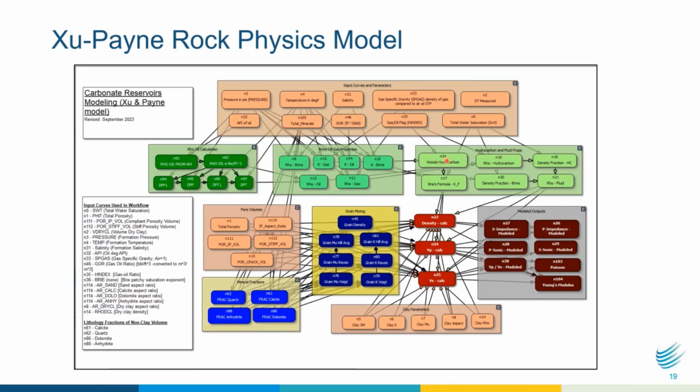We're going to be using a Woods hydrocarbon. And then we're also going to use a Brie formula because we think we're going to have patchy water saturation under certain circumstances. And then here's your pore volumes.